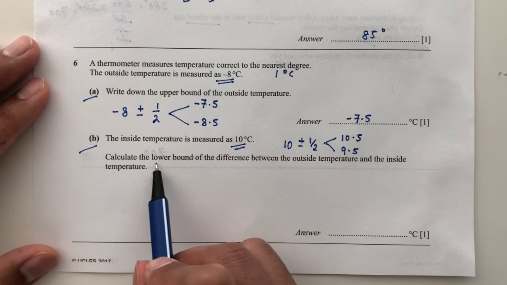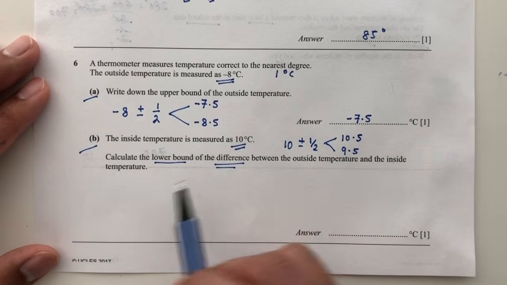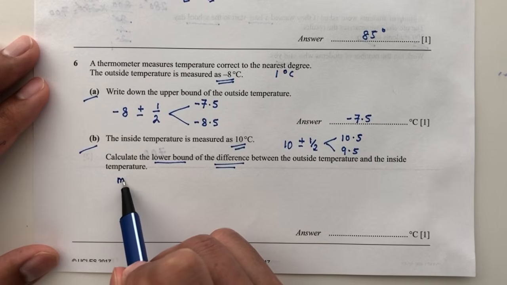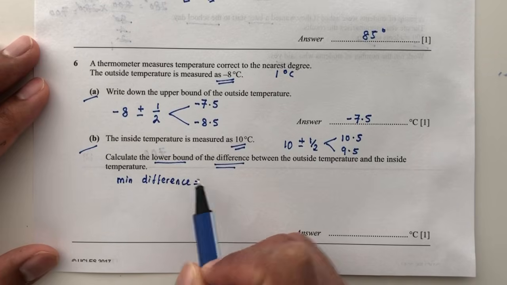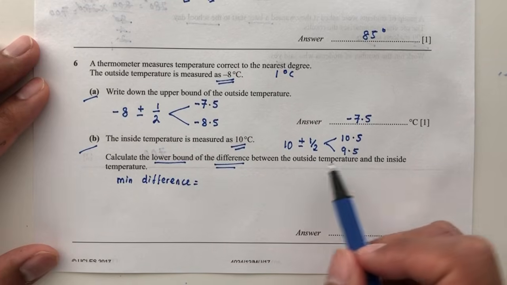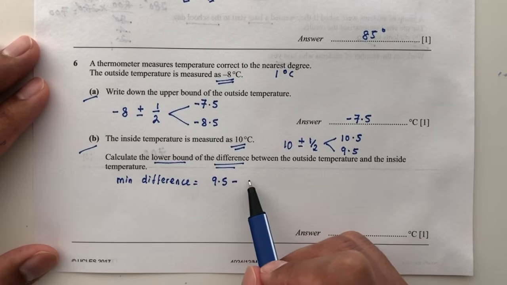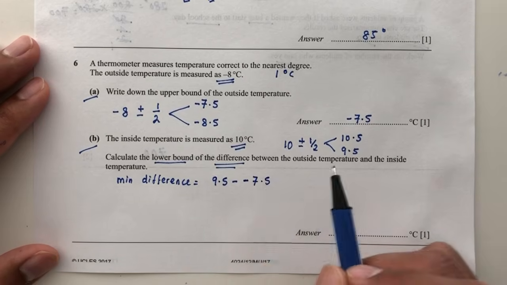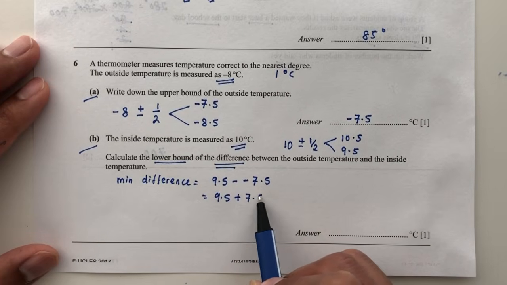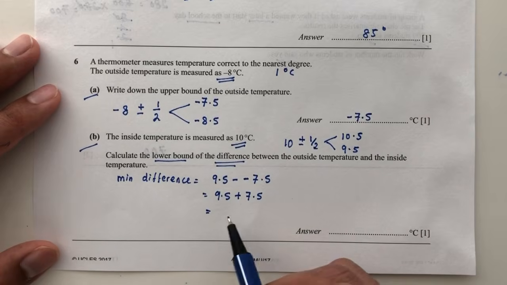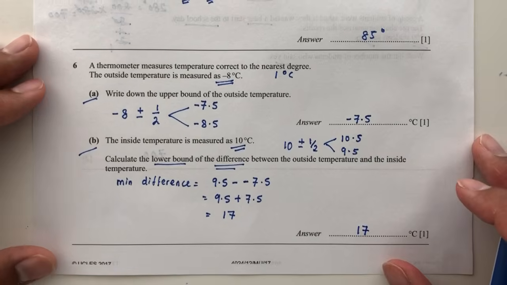Question is, calculate the lower bound of the difference between the outside temperature and the inside temperature. So difference, you want to find the lower bound, so the minimum difference. So you can find this by taking the minimum, the lower bound, minus the upper bound to find the minimum difference. That will be 9.5 plus 7.5. That will be 17 degrees for the lower bound of the difference.